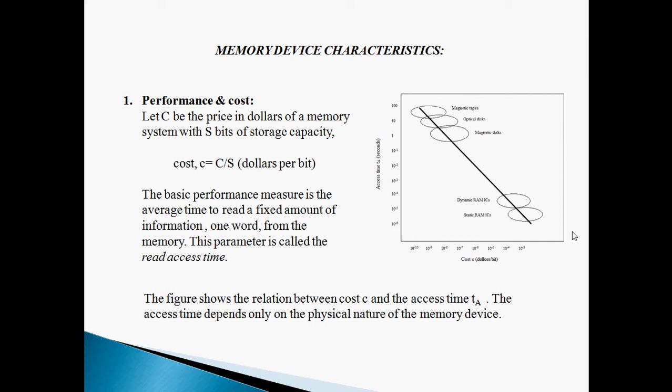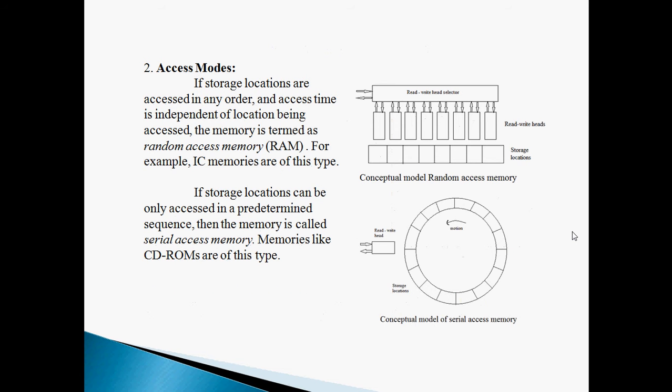The first characteristic is performance and cost. The figure shows the plot between access time and cost in dollars. Let C be the price in dollars and S be the storage capacity. Then the cost is given by C by S. The basic performance measure is the average time to read a fixed amount of information. This parameter is called read access time.